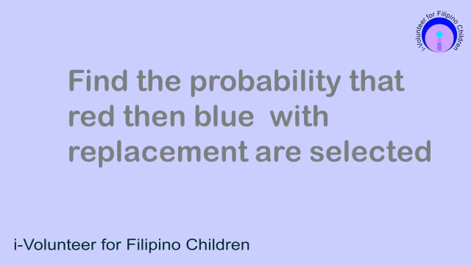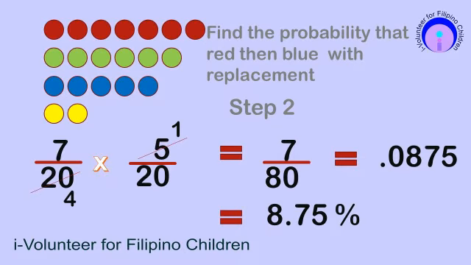Next question is, find the probability that red, then blue, with replacement are selected. With replacement means ibabalik ang red marble sa jar. Therefore, 20 pa rin ang total number of marbles. 7 over 20 times 5 over 20 is equal to 7 over 80. And it is 8.75%.